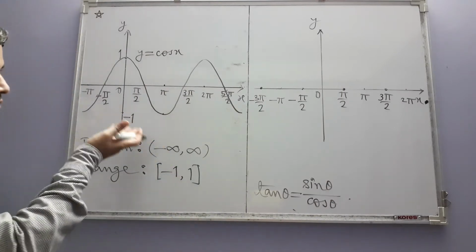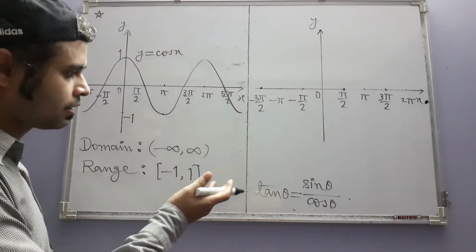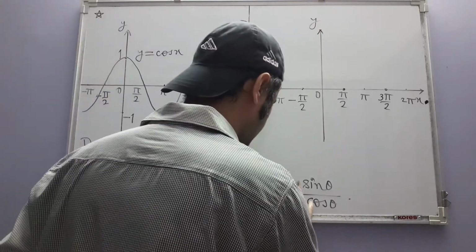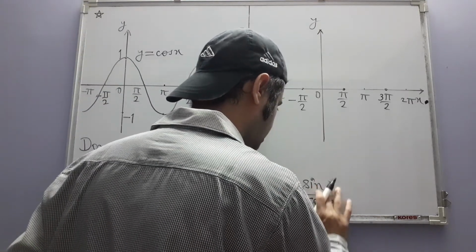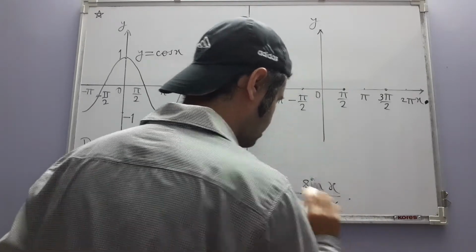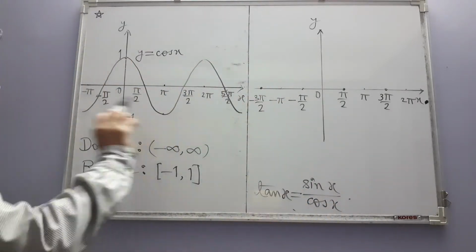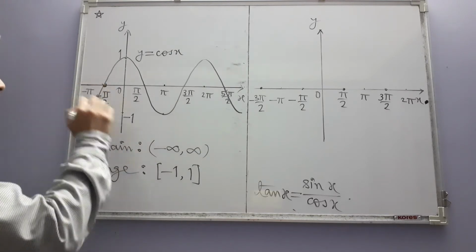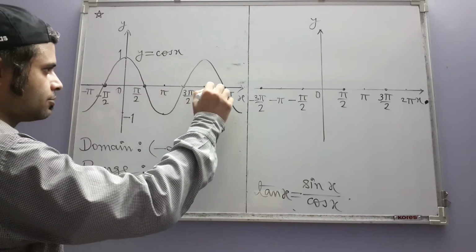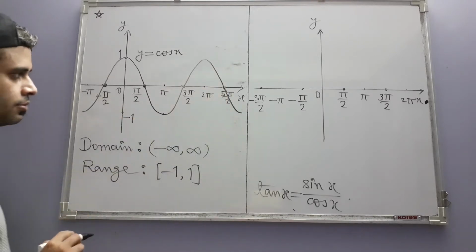And you can see from this graph where cos theta is 0, or because we are not using theta, so to avoid unnecessary confusion, let us write x. Cos x becomes 0 at these points. At these points the y values are all 0.